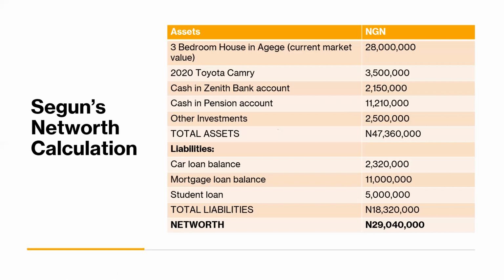The current market value, don't forget that word, market value, means the amount that thing is worth at the moment in the market, not the amount he bought it. So if you bought your house for 15 million and you want to calculate your net worth, most likely that 15 million would have risen. So you want to look at what is the current value.